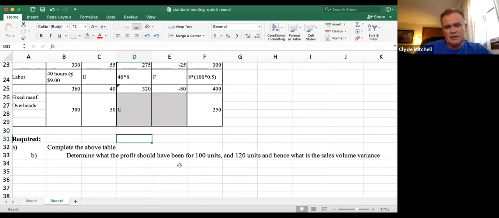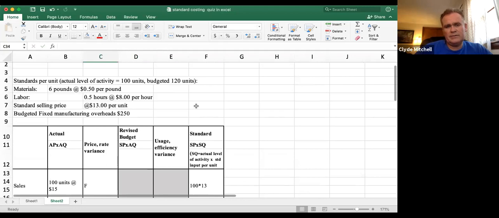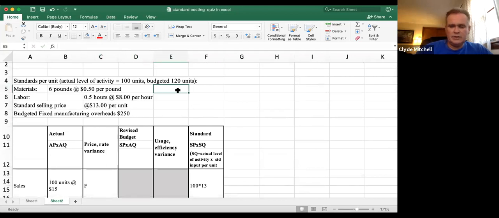And then finally, they ask us an interesting question. They say, what would the profit have been for 100 and 120, and hence what's the sales volume variance? So the profit, we need to go and have a look at what our variable costs are. So we got $3 here for our materials. That's 50 cents times 6 pounds. And for labor, we've got $4. Our variable costs are $7. Our selling price is $13.